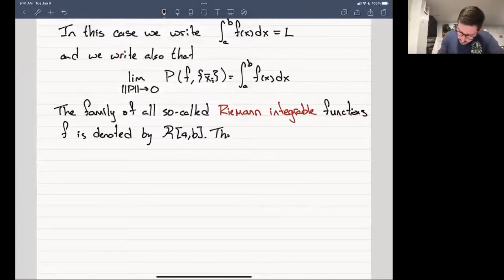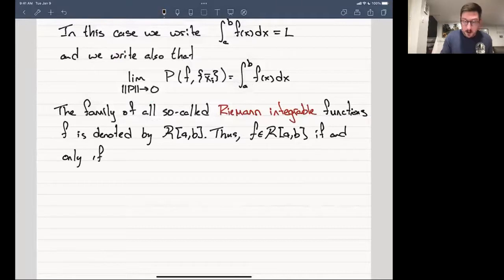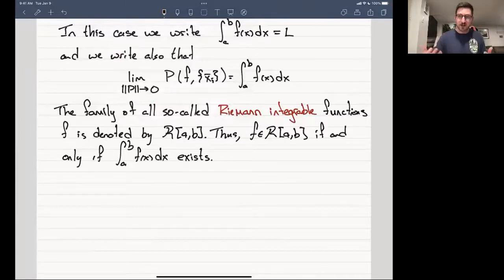So what this is really saying is that if I say a function belongs to R of AB, well, this is if and only if this thing exists. And we understand this shorthand notation in terms of the limit that is above, in terms of these partitions and these meshes and all of this sort of very complex machinery that's at work here.